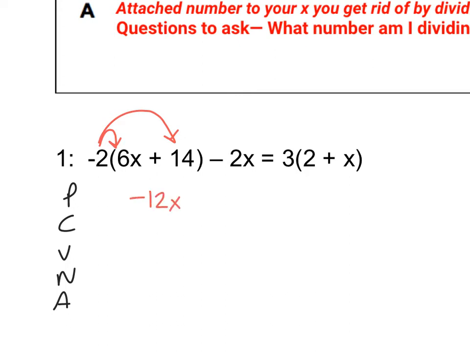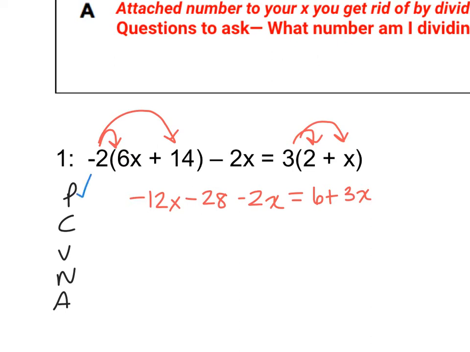Negative 2 times a positive 14 is a minus 28. And then I have minus 2x. And I'm done with my parentheses on the left-hand side. I now have to ask myself, do I have parentheses on the right side of my equation? And I do. So I'm going to distribute my 3 to my 2 and my 3 to my x. So 3 times 2 is 6. And then 3 times x is 3x. So I have no more parentheses, so I can simply check off my P.